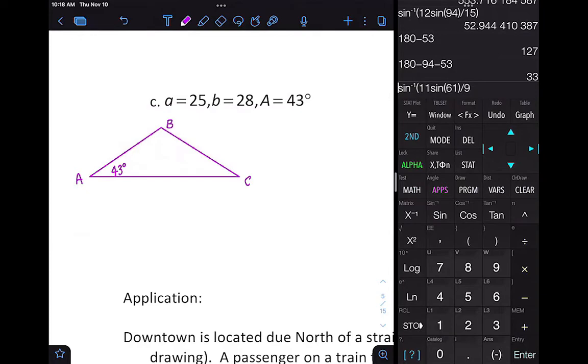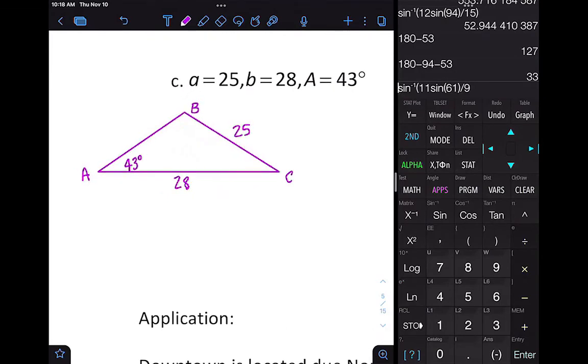Make sure you put in your degree symbols. That'll help you make sure you don't accidentally use it as a side. Side A, across from angle A, is 25 units long, and then side B is 28. So initially, nothing looks different here. And we're just drawing a generic triangle, like it's not going to be to scale here.